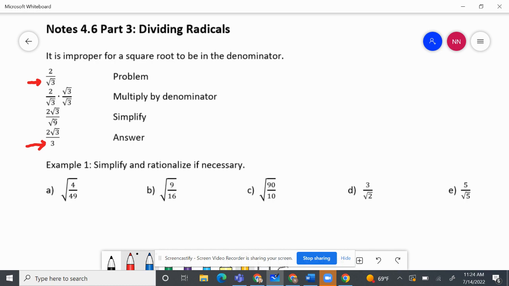So 2 times radical 3, or the square root of 3, is 2 rad 3. Square root of 3 times square root of 3 is square root of 9. And the square root of 9, of course, is 3. So that right there is rationalizing.